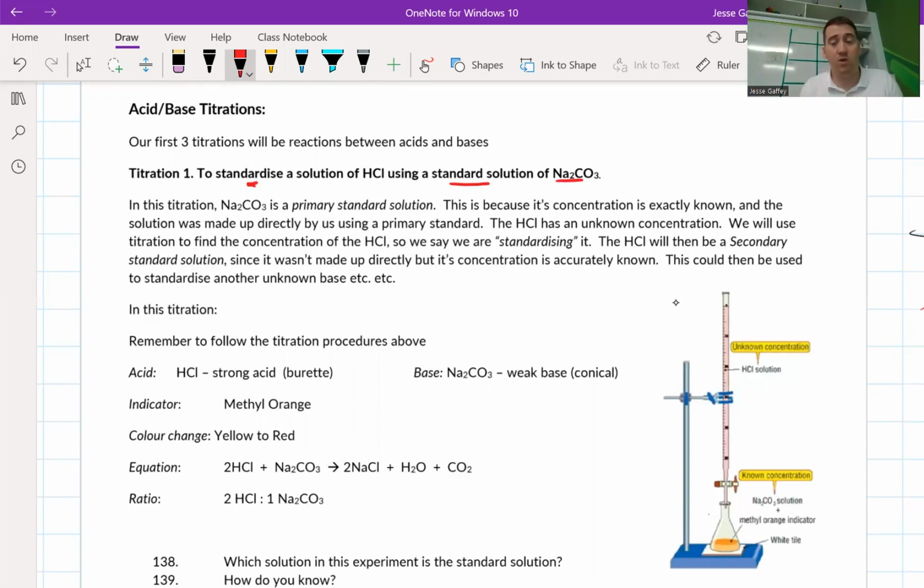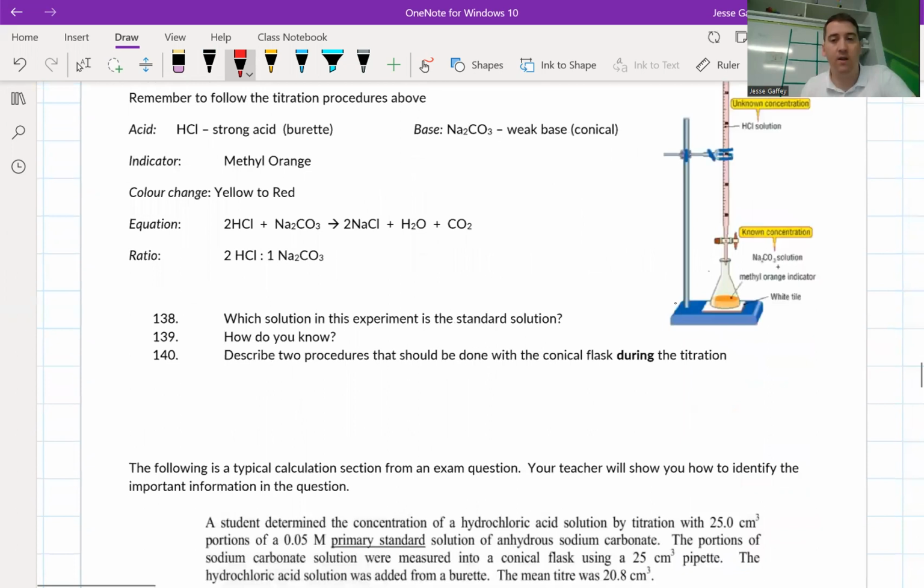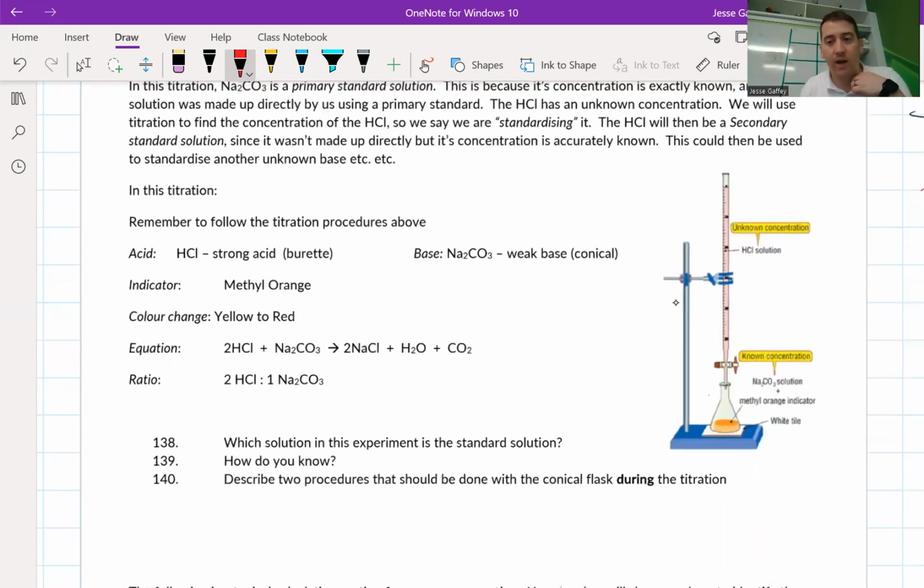I'm not going to talk too much about the theory of titrations. I've done that in other videos. In this video, we're just going to focus on some of the questions you might get asked and show you how to do the calculation. Some things to know: our HCl solution, because it's the acid, always goes in the burette, and our base always goes in the conical flask. So the Na2CO3 goes down here in the conical flask.